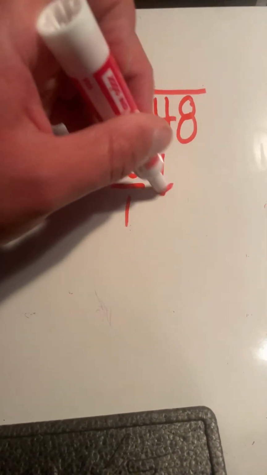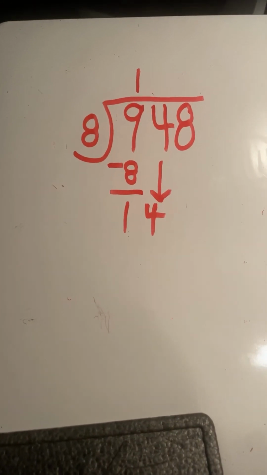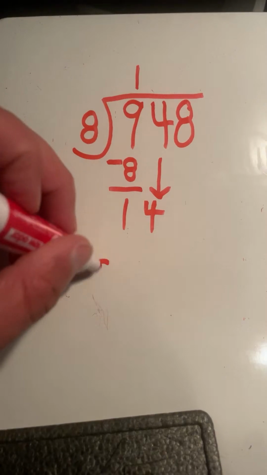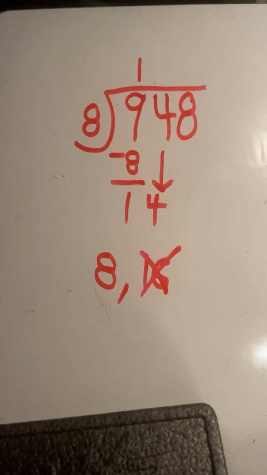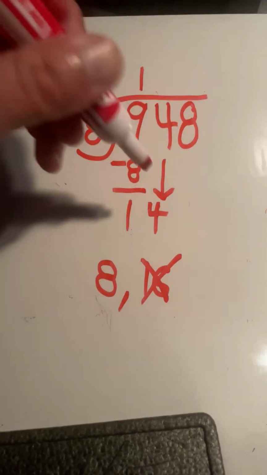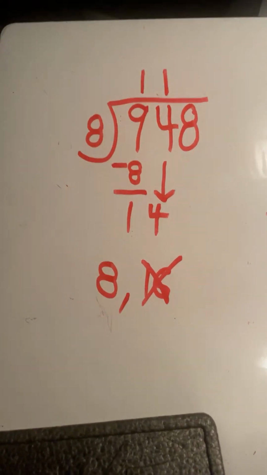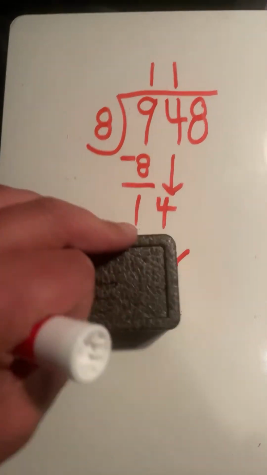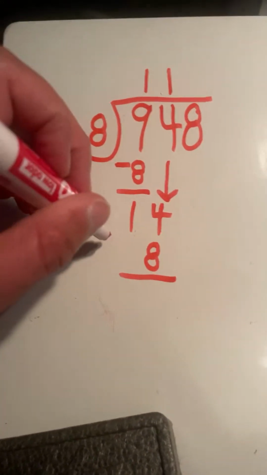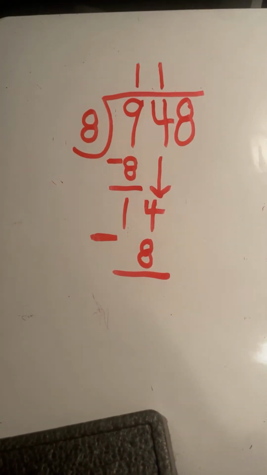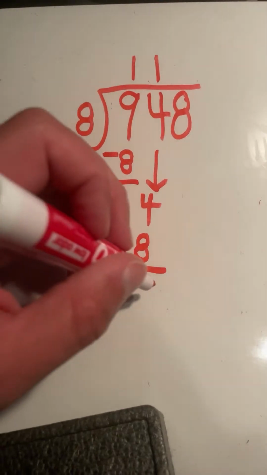Next, I'm going to bring down the 4. That 1 becomes a 14. And I have to figure out how many groups of 8 go into 14. 8, that's one group. 16, already too far. I'm already past 14. So again, we can get one group of 8 within 14. 8's as close as we can get to 14 without passing it. So we're going to do 14 minus 8 and see what our remainder is. 14 minus 8 equals 6.